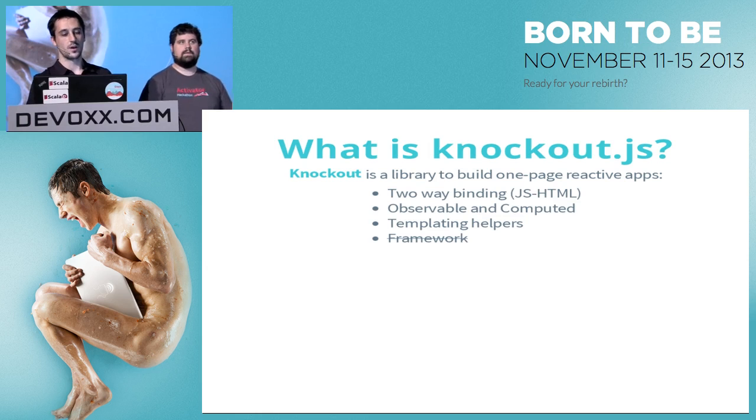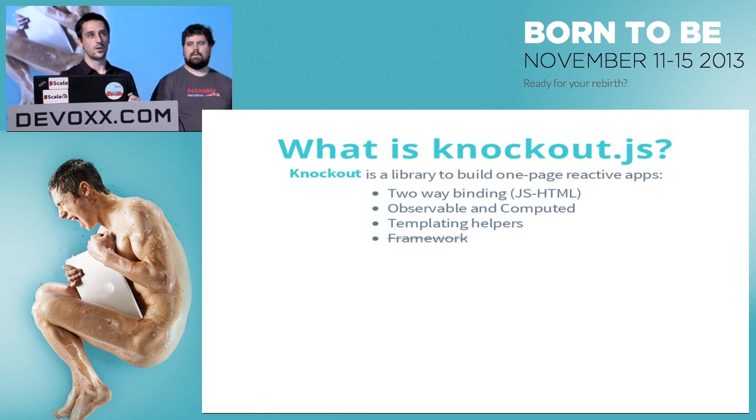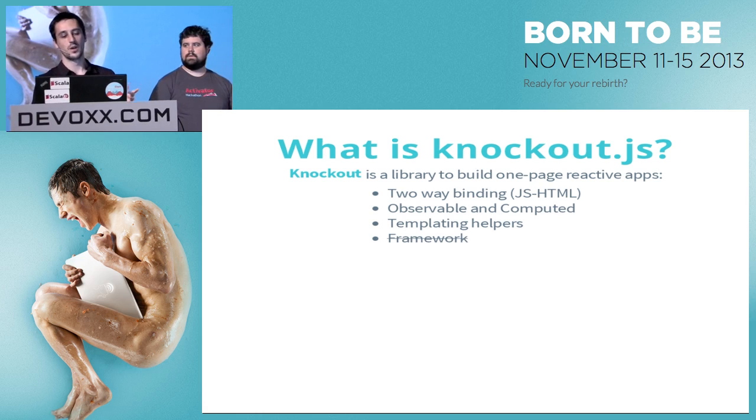So what is Knockout? It's basically a library to build one-page reactive apps. It uses two-way binding extensively to tie your HTML code and your JS code. Basically, it will help you define some variables in your JS code and use those same variables in your HTML code, and when one is updated, it's updated in both. So if you're using a form and you have a new value in your input, you can get the value back into your JS, and if you're changing the value in the JS, it will also update your HTML. So that's a two-way binding.